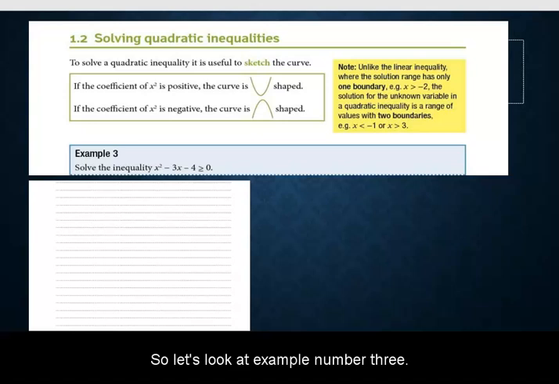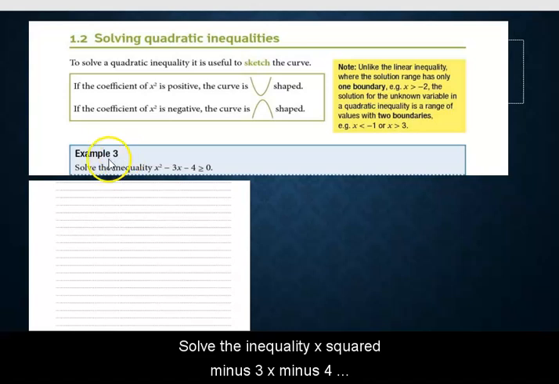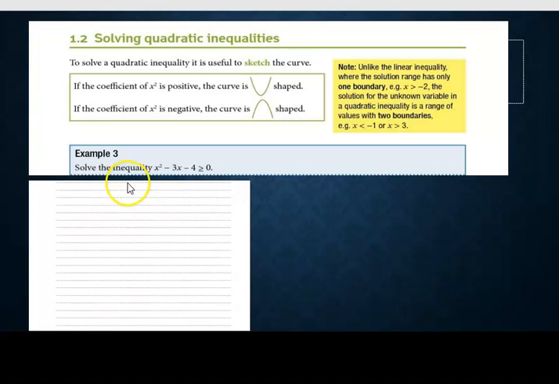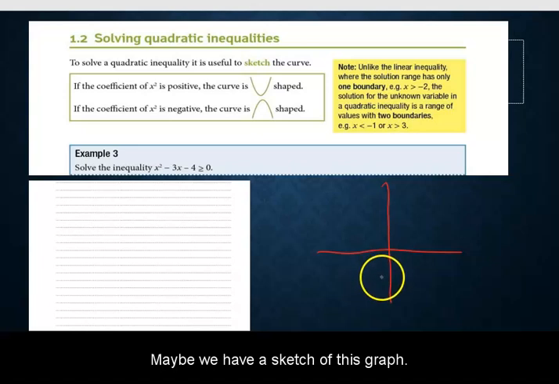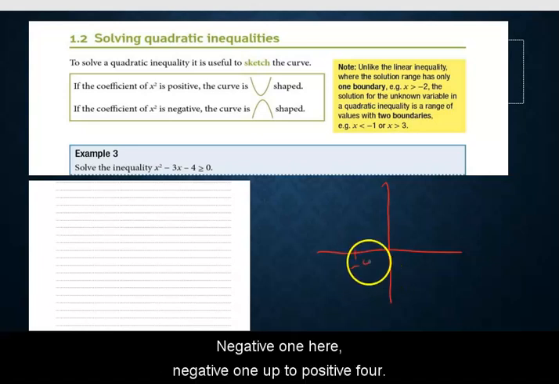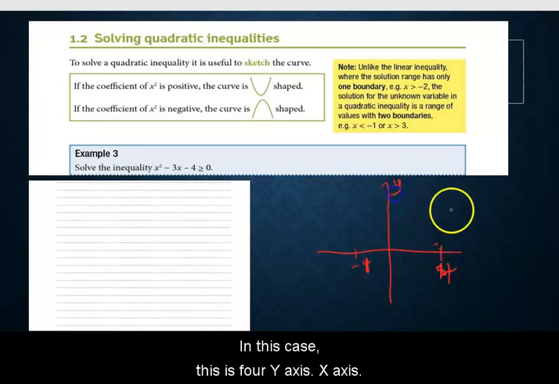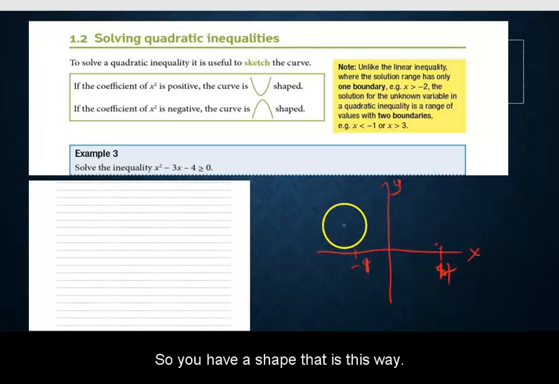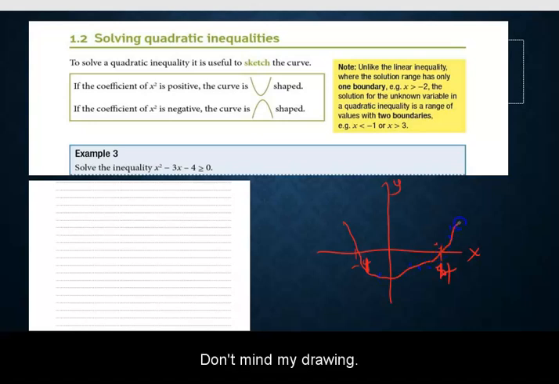So let's look at example number 3. Solve the inequality x squared minus 3x minus 4 greater than or equal to 0. Again, you can just illustrate. There is a sketch that you should look at. Maybe we have a sketch of this graph, -1 up to positive 4. In this case, this is 4, y-axis, x-axis. So you have a shape that is this way. Don't mind my drawing.